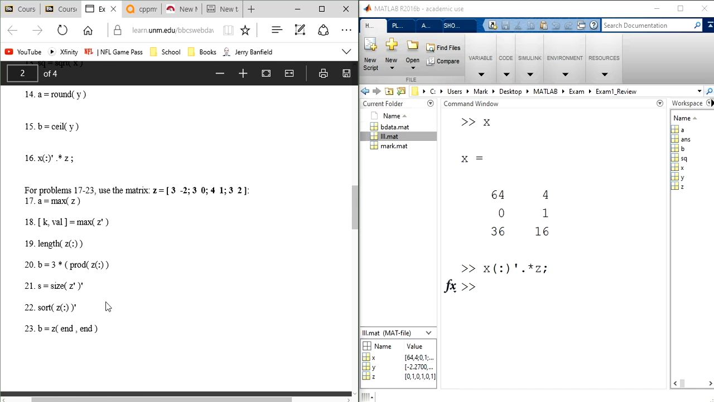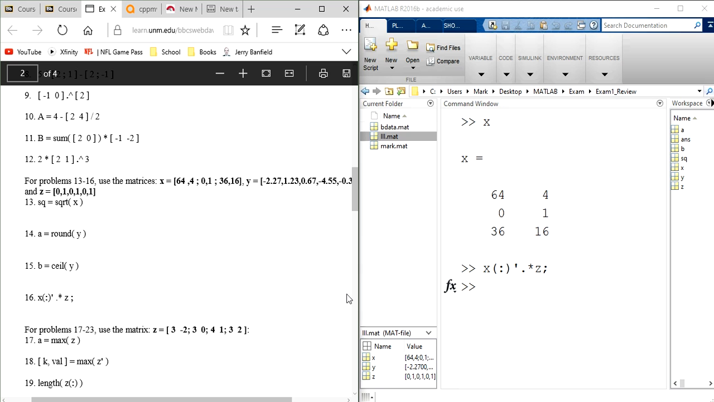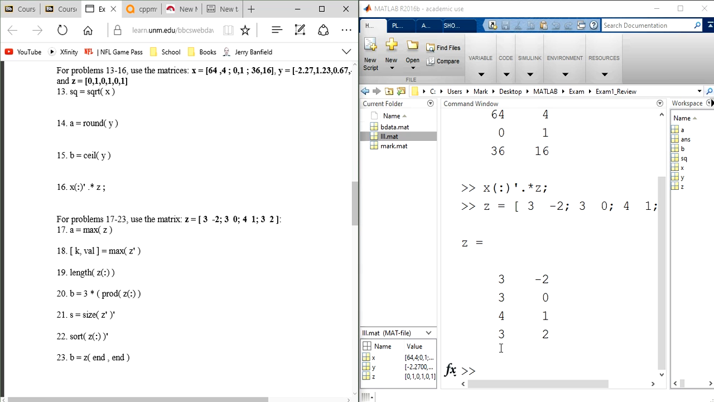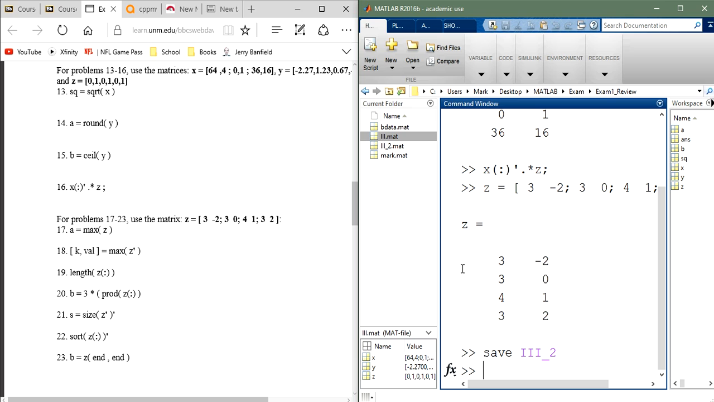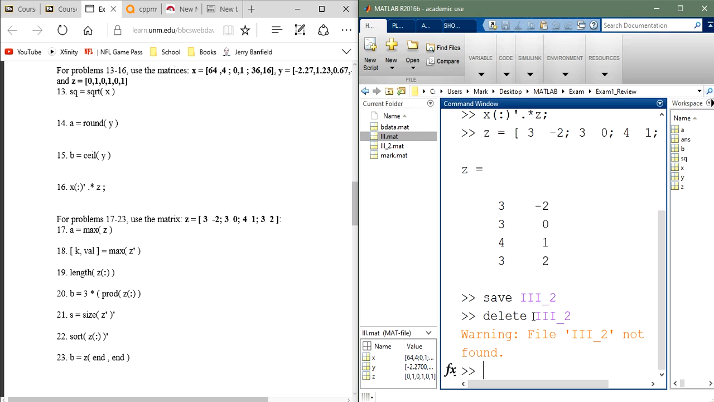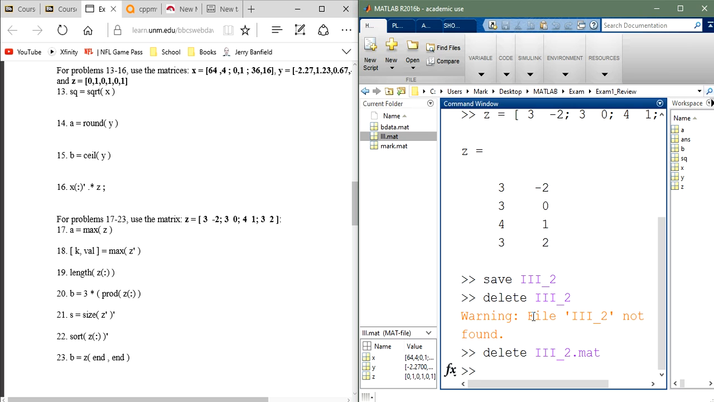Let's keep on going. Did he change Z up on me? He did. All right, let me rewrite Z now. I wrote Z on my sheet of paper exactly like this, and I just redefined Z here, so I should probably save it. Save as I_2. Let me delete that. I'll pause. You do have to say .mat.